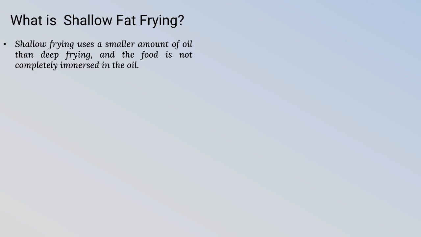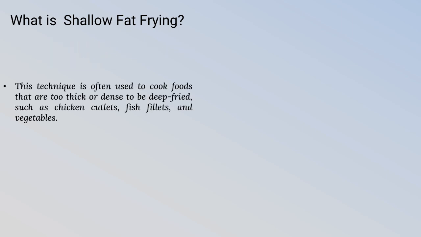If you remember our previous image, you have seen that there is a pan, we have used less oil, and one side of the product is coming in contact with the hot oil. Once that side is done, then we turn the product upside down and get it cooked evenly from the other side. So here both sides are not getting cooked at the same time. So you need to have some experience, some skill, to employ shallow fat frying for the best result.